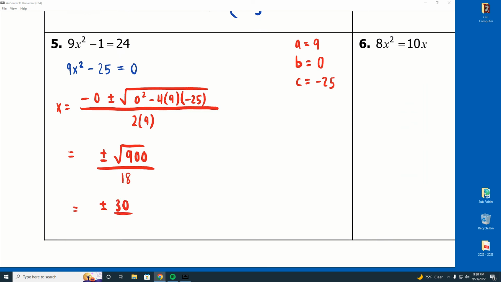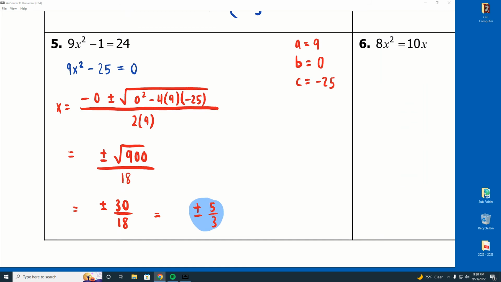30 over 18. Well, guys, what is 30 over 18 reduced to? Use Alpha Y equals, number 1. Plug that 30 over 18 in here, and you'll see your answer is plus or minus 5 over 3. There's my two answers, positive 5/3 and negative 5/3. Okay, those are my two solutions using the quadratic formula.